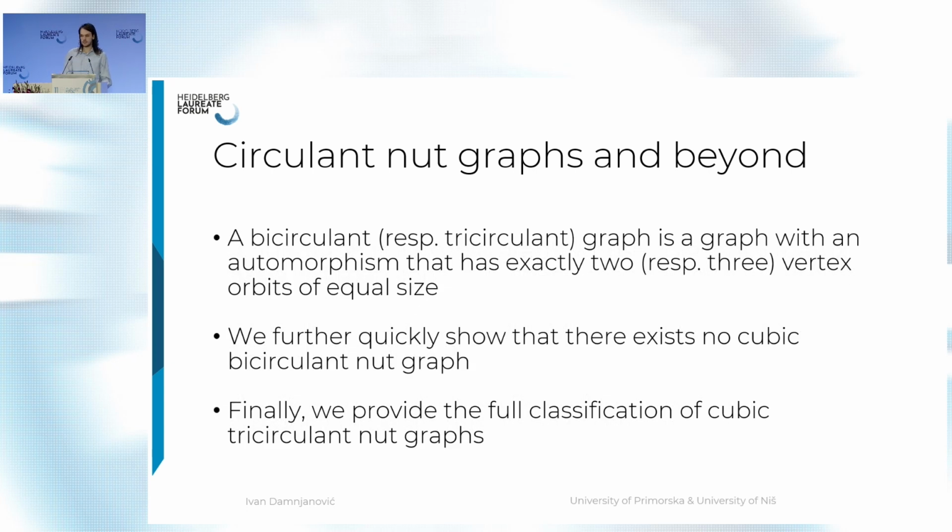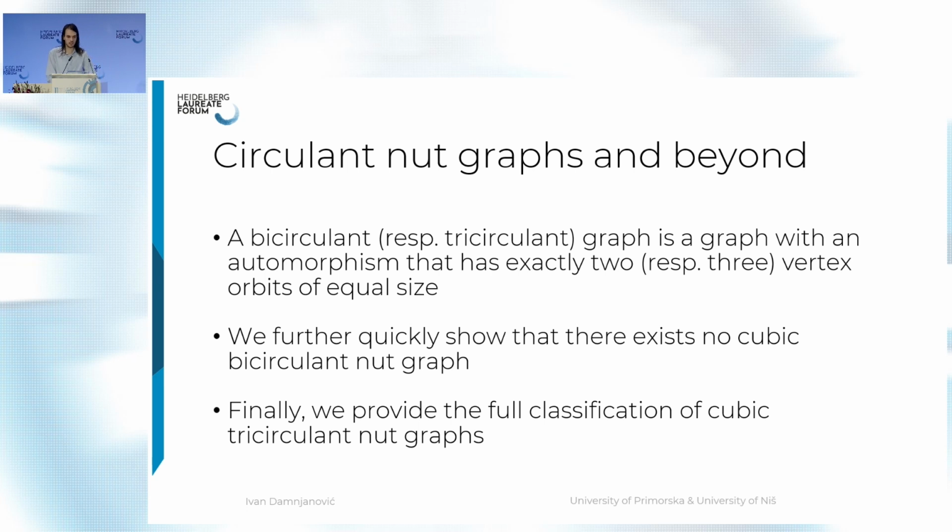By using the strategy developed while solving this problem, another problem can be solved in a similar manner. Here, we consider the generalizations of circulant graphs, where it is natural to take a bicirculant graph to be any graph that has an automorphism with precisely 2 vertex orbits of the same size, and a tricirculant has an automorphism with 3 vertex orbits of the same size.